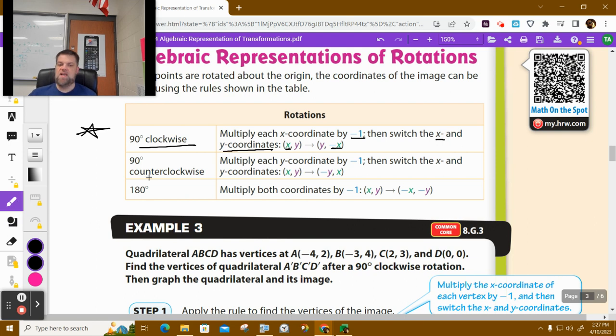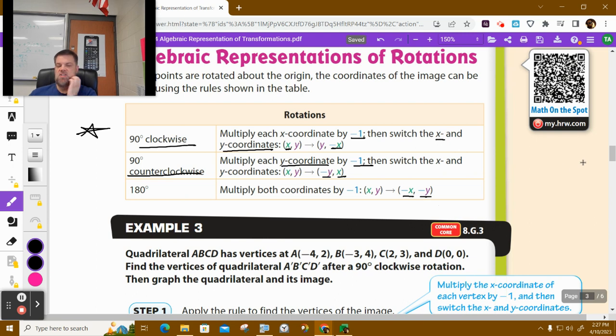Okay. 90 degrees counterclockwise. Well, now you're going to multiply the Y coordinate by -1, and then you still switch it. And then 180 degrees, you just do the negative of X and Y, but you don't flip them.